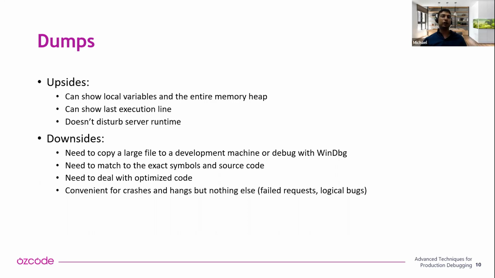Finally, it's convenient mostly for crashes and hangs. It's not very convenient for failed requests. It's not convenient at all for logical bugs. For failed requests, actually, there's a way to capture a dump file on a failed request, but it's difficult. You can do that with procdump by changing the command line a little bit, but it currently only works on .NET Framework. It doesn't work on .NET Core yet. Maybe they will fix that sometime in the future. I don't know.